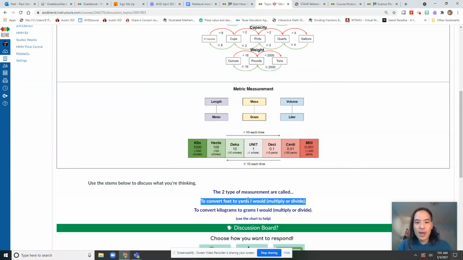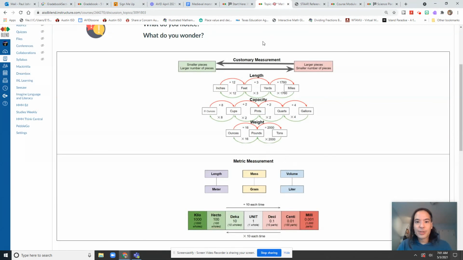And then finally, the 2 types of measurement. Don't forget metric measurement, customary measurement.